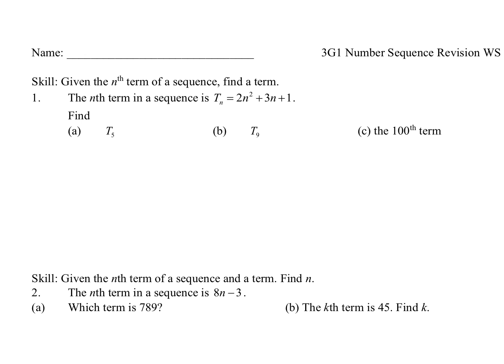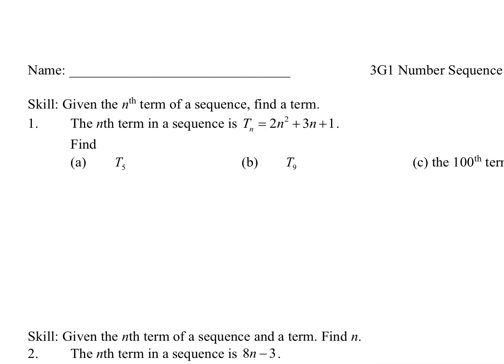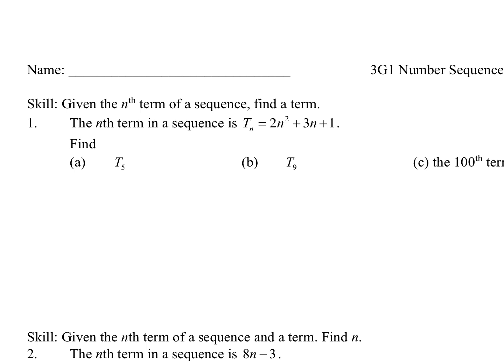The n term of a sequence is given already with this formula over here. So Tn equals 2n squared plus 3n plus 1. And they asked me to find term number 5. So you notice this is term 5. This tells you that for term 5, the letter n is now equal to the number 5. So I'm going to plug it into my equation, the formula that is given to me.